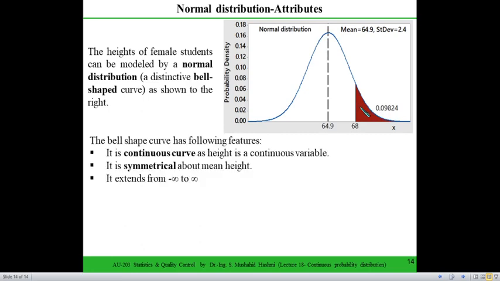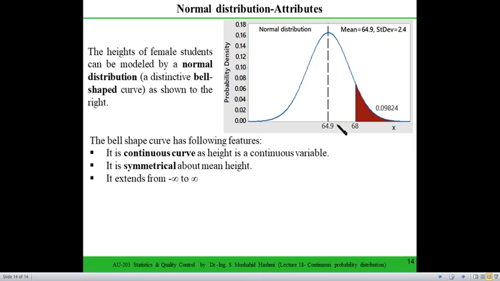This curve has particular characteristics. For example, here the random variable is continuous, and the height is distributed symmetrically. If you take the mean value, the whole area is divided into two halves. If the whole area is 1, then less than 64.9 would be an area of 0.5, and greater than 64.9 would be an area of 0.5, and 0.5 and 0.5 make the area under the curve equal to 1. The range of values for this random variable can lie from minus infinity to plus infinity, because it can take an infinite number of values.